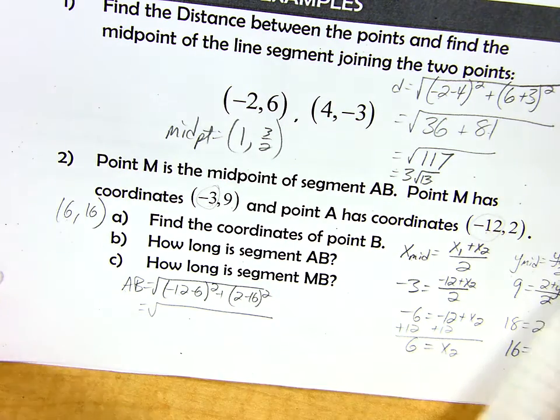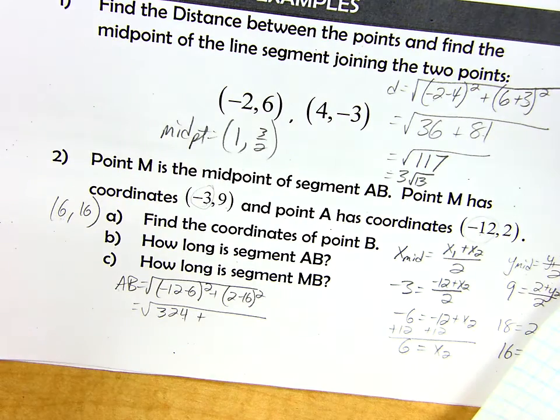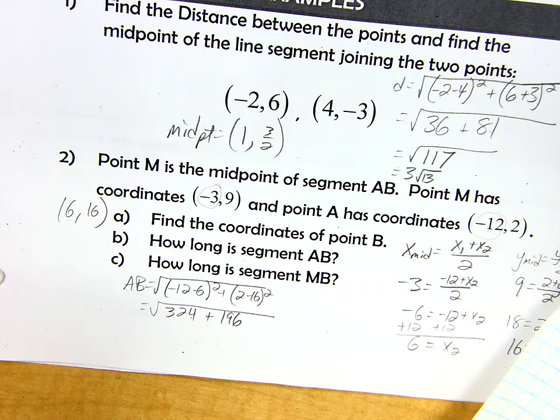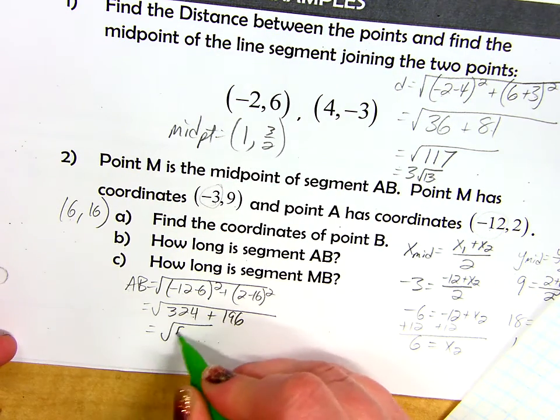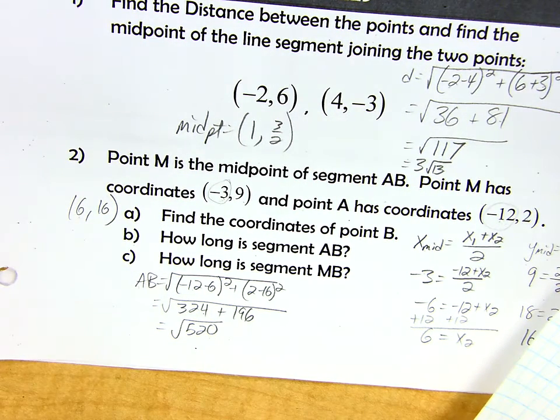Negative 18 squared is 324. And 14 squared is 196. 324 and 196 gets me 520. And then I would just simplify that. What goes into 520? 4 does. Anything else?